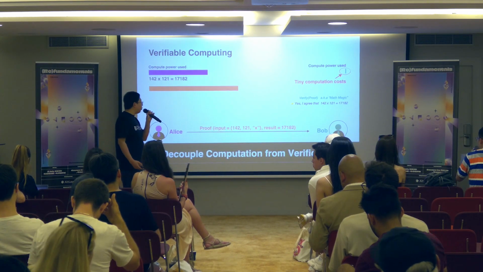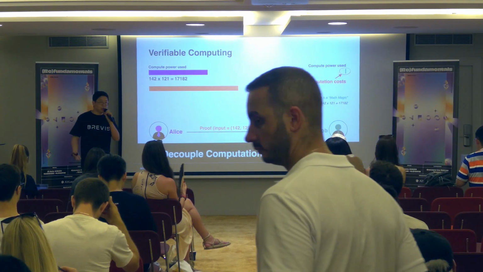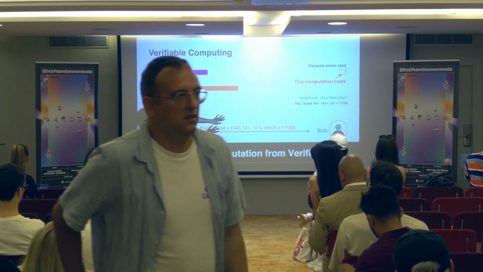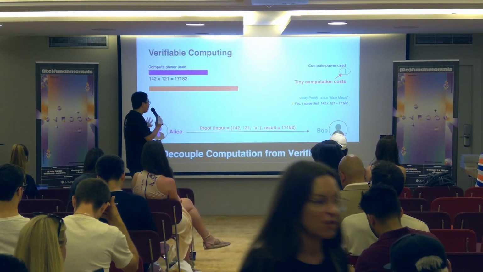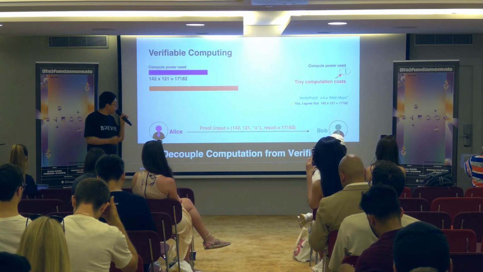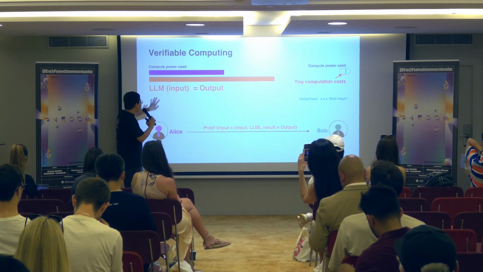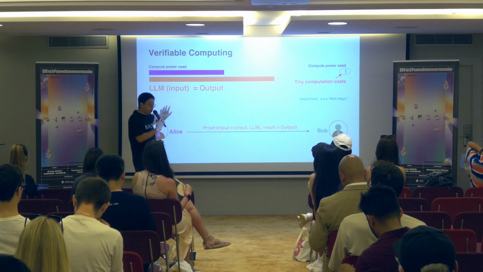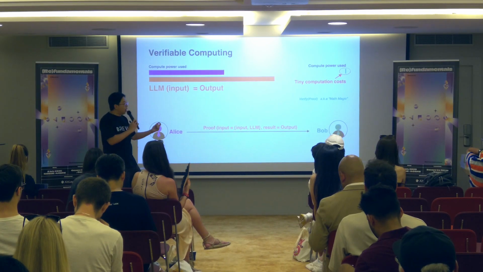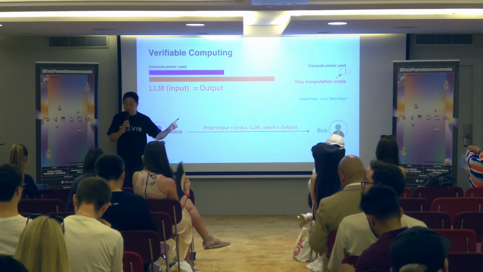So this way, we can decouple the computation itself from verification, and this is useful because we can now migrate a lot of the computing power needed on Bob's side to Alice by asking Alice to generate an additional ZK proof. The nice thing about verifiable computing is that no matter what kind of computation you're doing on the prover side, you can always verify the computation result's correctness on the verifier side with constant verification cost.